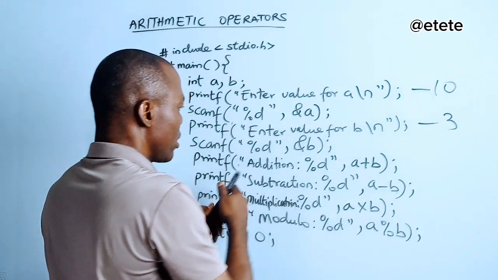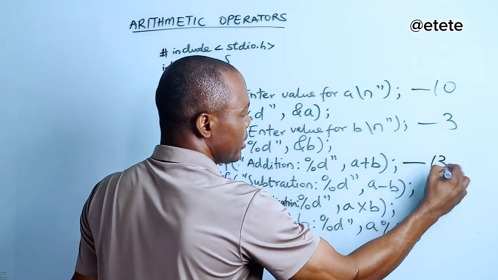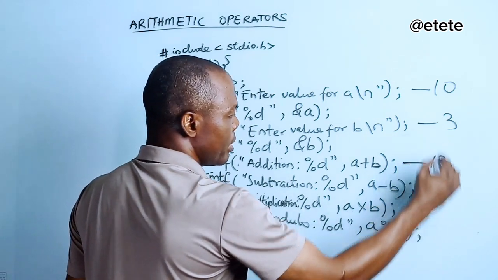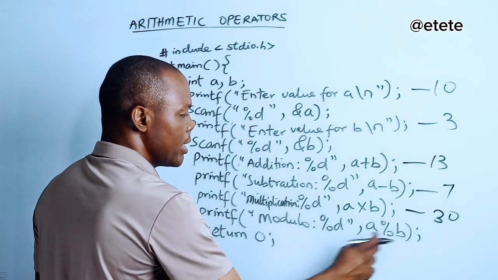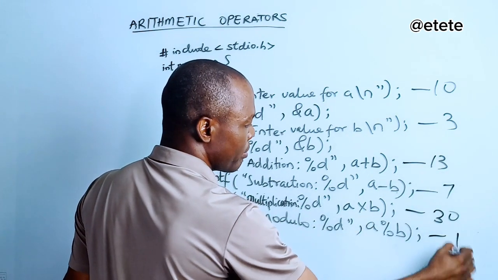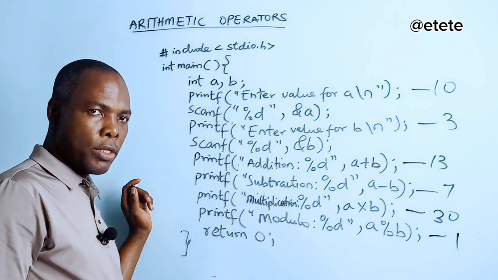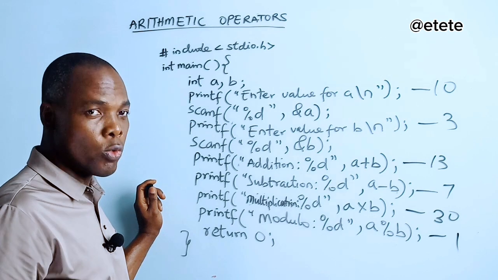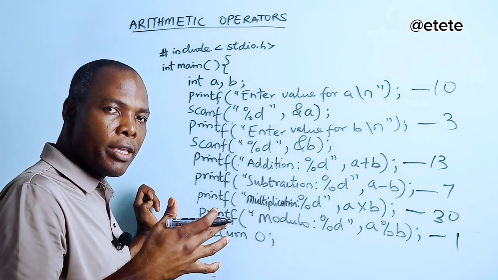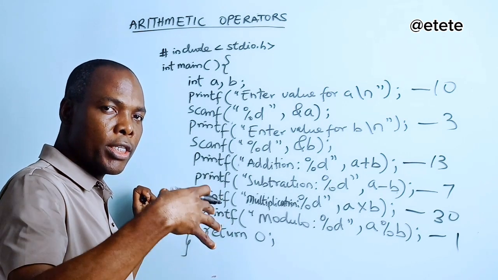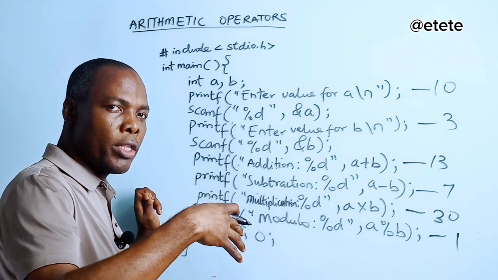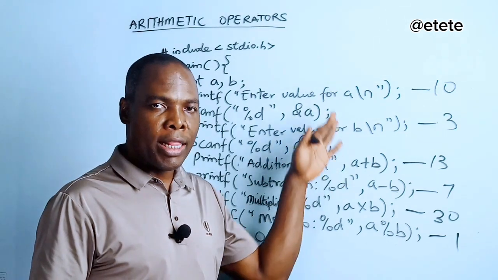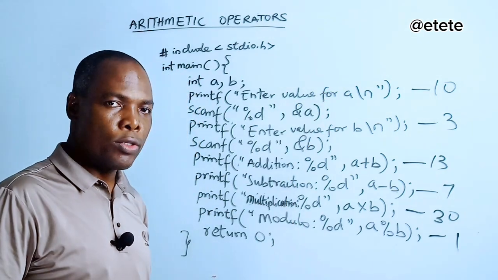So this one will give me 13, while this one will give me 7. This one will give me 30. And then this one will give me 1 on the screen. So this is what I want to demonstrate for you to see in the operator. So we have now started seeing the literals bringing in energy, and then the operators working on them to give us an expected output. So let's go to code block and let me demonstrate this for you to see the output on the screen.